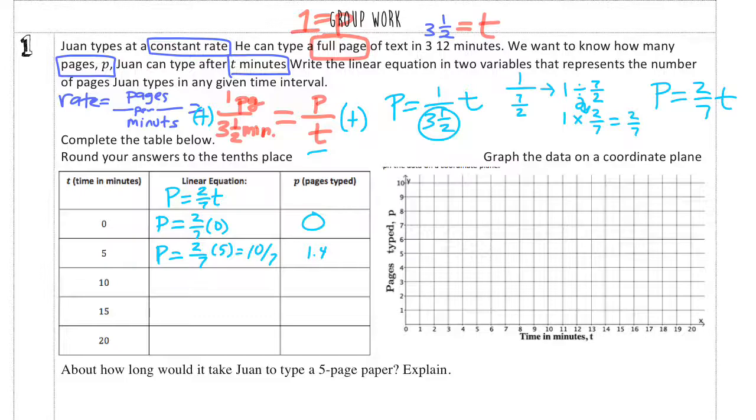Then we're going to plug in 10. We get 2 over 7 times 10, which is 20 over 7. That is going to be 2.8 something, so I'm just going to round it here. P equals 2 over 7 times 15. That's 30 over 7.